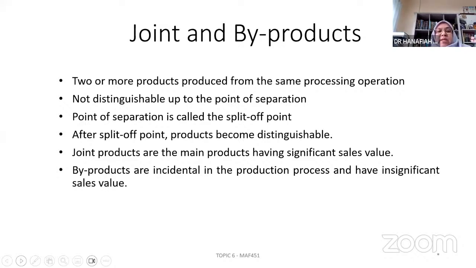Okay, joint and by-product are actually two or more products produced from the same process operation. Okay, not distinguishable up to the point of separation. The point of separation is called the split-off point. Right? After the split-off point, products become distinguishable. Joint products are the main products having significant sales value, and by-product is actually incidental in the production process and normally has insignificant sales value, right?